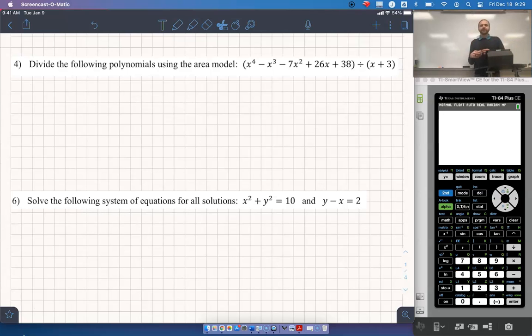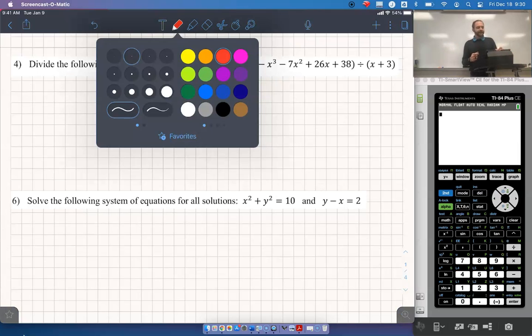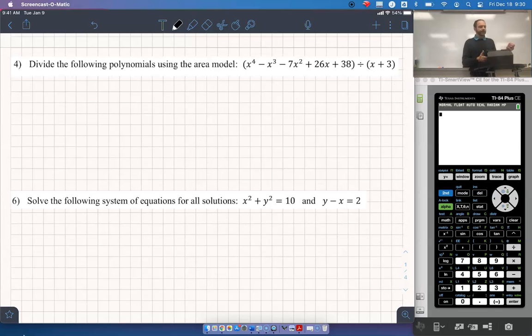So this one deals with problems 4, 6, and 8. First, problem 4 is how do you divide a polynomial using the area model? Remember, division is just the opposite of multiplication. So I'm going to take the time and set up my multiplication structure using the area model. I'm going to create my boxes.